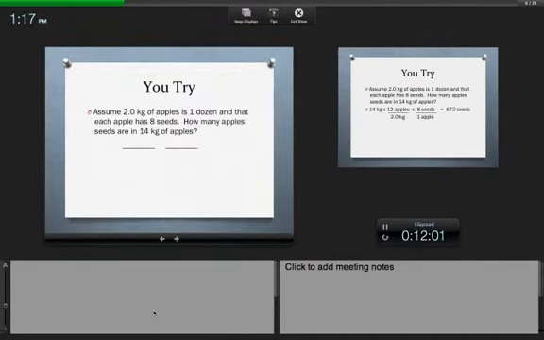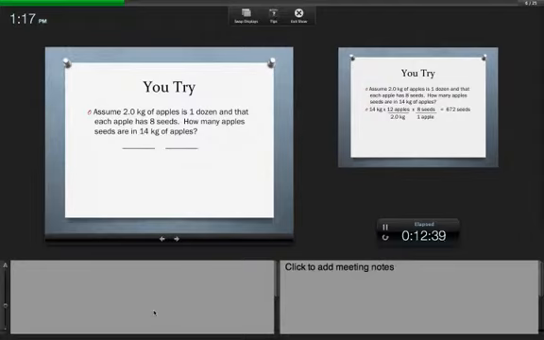All right, now this one says you try, but I'm going to do this one with you guys as well. It says, we are going to assume that 2 kilograms of apples is 1 dozen, and that each apple has 8 seeds. How many apple seeds are in 14 kilograms of apples? So there are 4 numbers there, aren't there? We need to just figure out which ones are conversion factors and which one is the one we're converting, right? So let's look at the first one. 2 kilograms of apples is 1 dozen. What is that? That is a conversion factor. So 2 kilograms is equal to 1 dozen, right?